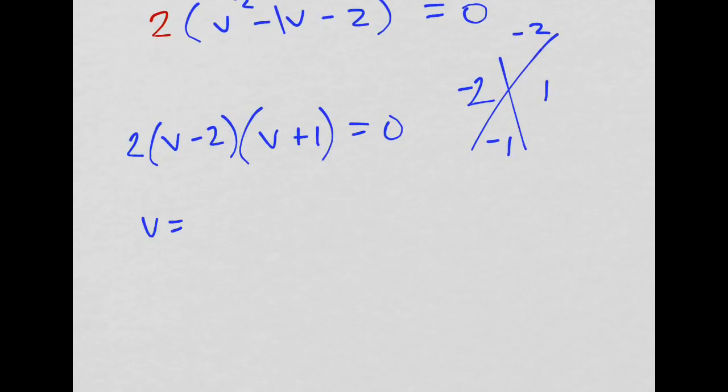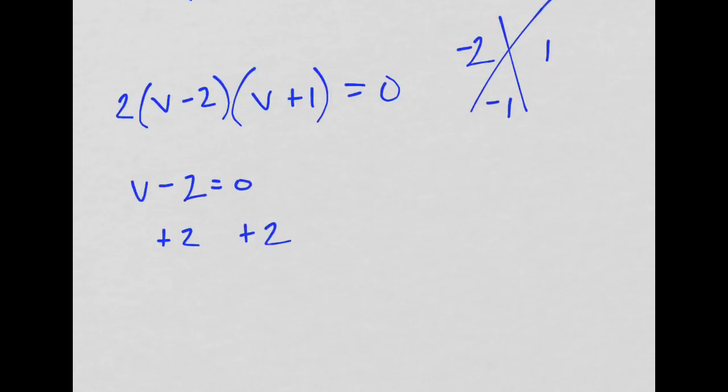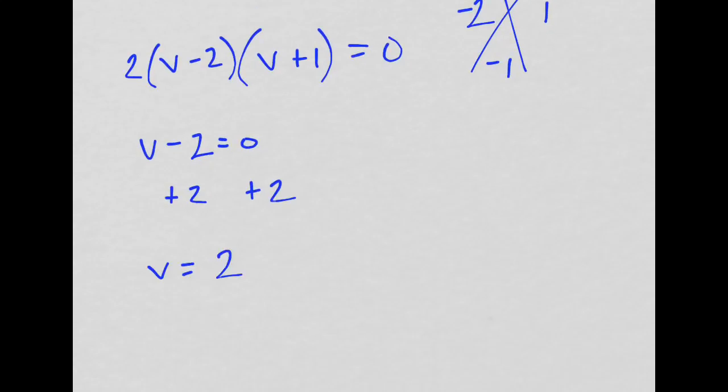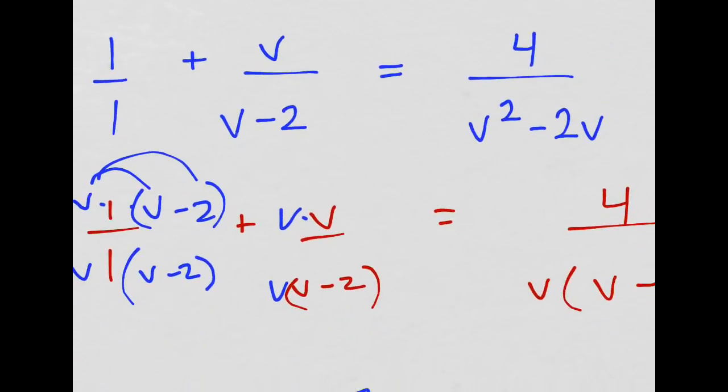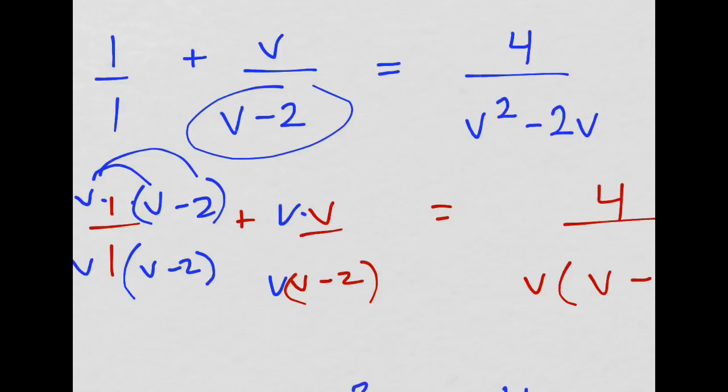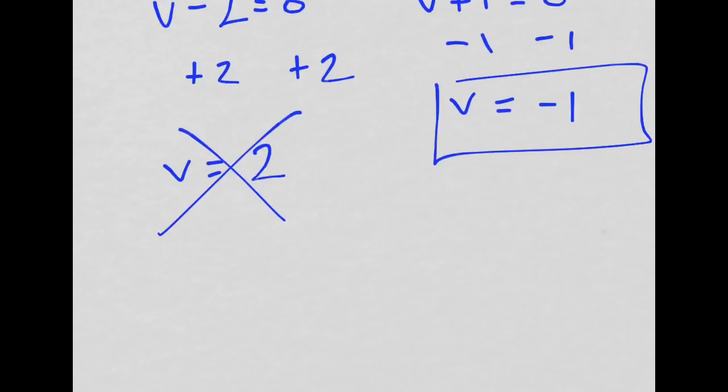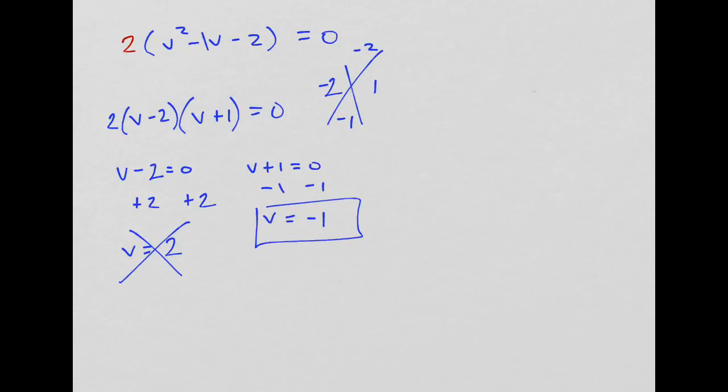So then I set each piece equal to 0. v equals 2. I explained to you why that can't work. And then v plus 1 equals 0. This is one of my answers. v equals 2 makes that 0, right? So I'm not allowed to have that. You have to check in the original. So this one is an extraneous solution. I only have v equals negative 1 as an answer. Do we understand that?